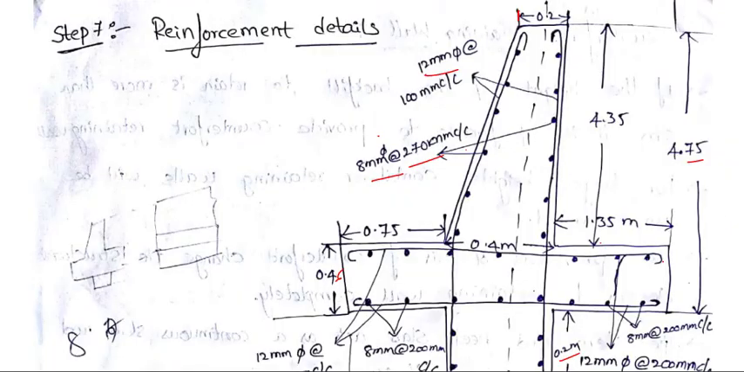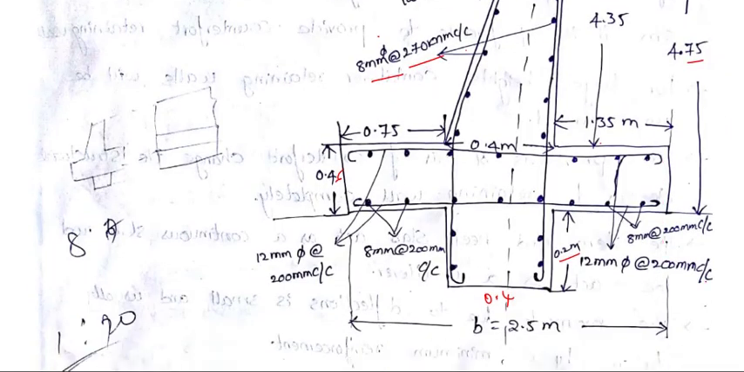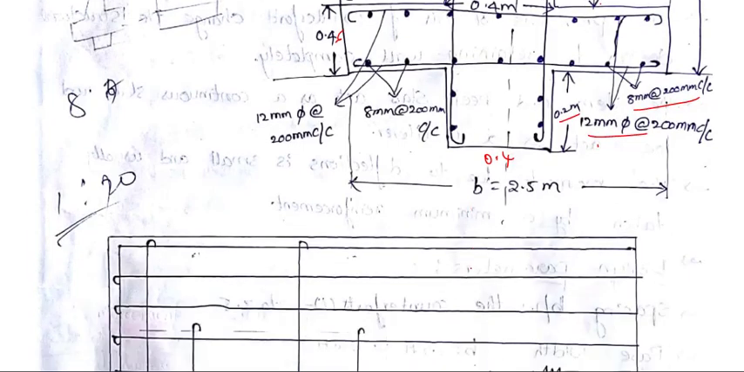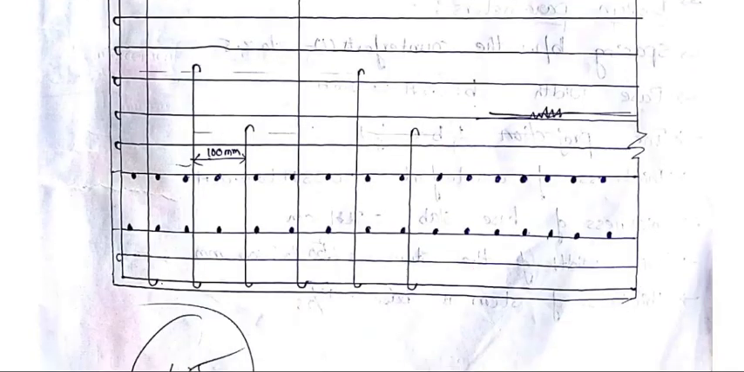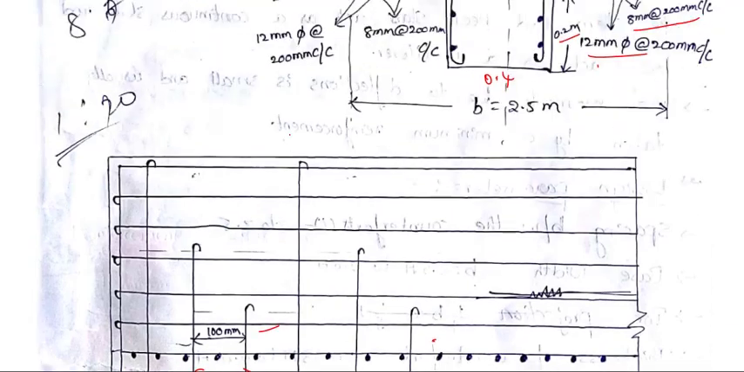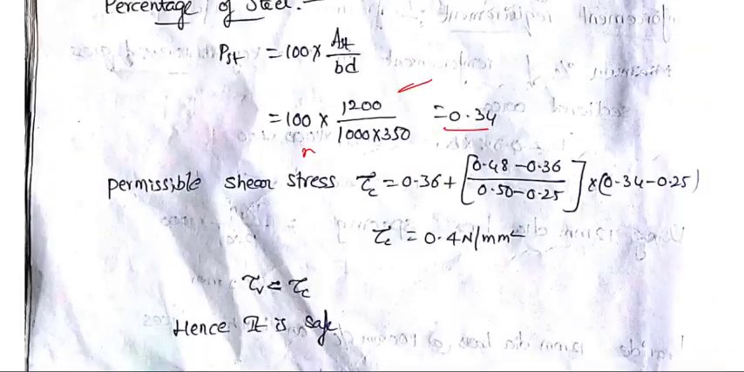Go to the diagram, let's check whether I have provided correct data or not. So 12 mm dia bars at the rate of 200 mm center to center, and distribution reinforcement will be 8 mm dia bars at the rate of 200 mm center to center. Similarly, for the heel slab also mark the value. And when coming to the shear key, you know that one, 100 mm center to center. Use 8 mm dia bars at the rate of 100 mm center to center. That's it. Problem is completed.